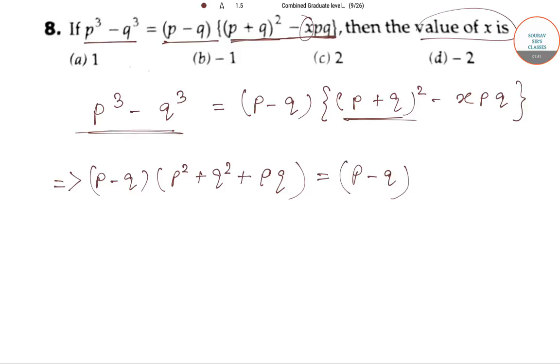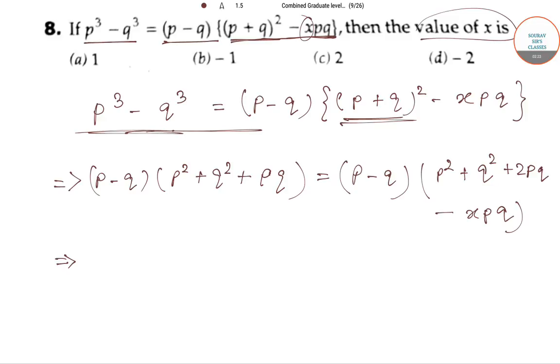Now we can break this, as we know the formula of (a plus b) whole square. So this would be p square plus q square plus 2pq, and then minus xpq. So here we have this statement, or this as the broken one. Now what you have to do is find the common one.